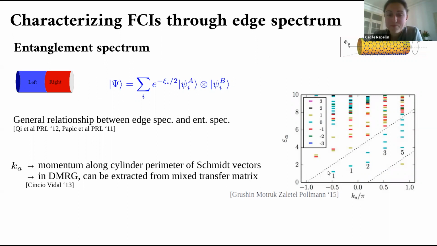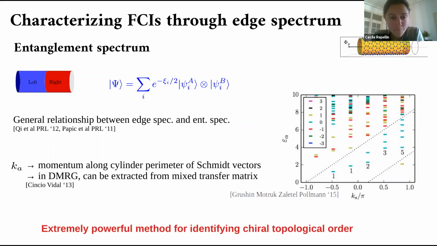Again, this type of degeneracy is a very robust type of signature. So I think it's enough to have the content for the first few to tell you what's going on. So it's a very powerful method for identifying chiral topological order.